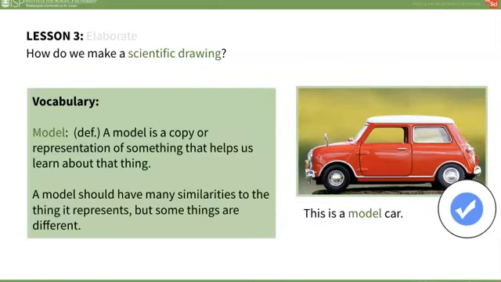Next, tell the students, scientific drawings are important because they can serve as models. Does anyone know what a model is? Take student responses. Explain to students that a model is a copy or representation of something that helps us learn about that thing. A model should have many similarities to the thing it represents, but some things are different. Ask students to revise one of their drawings either from Lesson 1 or Lesson 2 and make it more scientific by using the rubric as a guide.